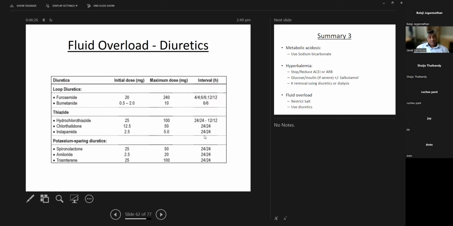Remember, there are different types of diuretics. Typically, we use the loop diuretics to help with volume overload, but the thiazide diuretics tend to be more effective with natriuresis. And if the patient is developing a low potassium, then we might consider using potassium-sparing diuretics rather than giving them a diuretic and potassium replacement.